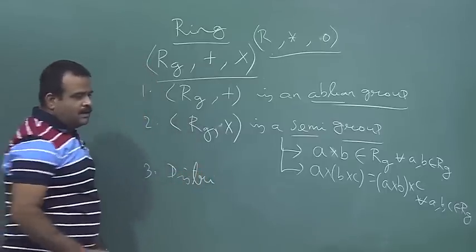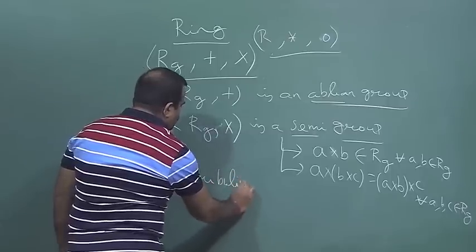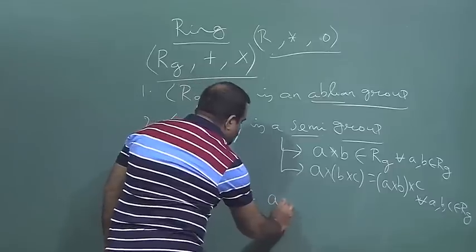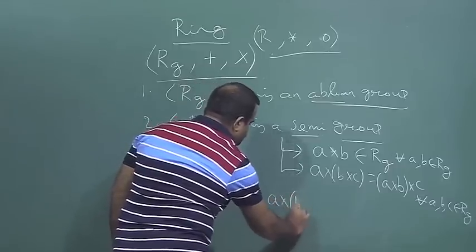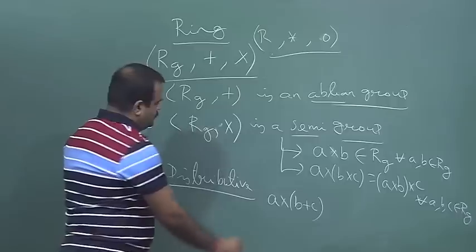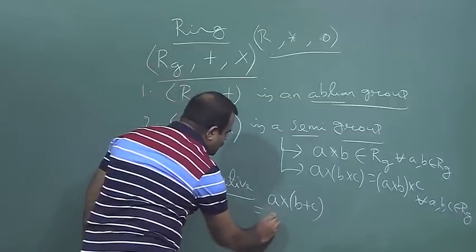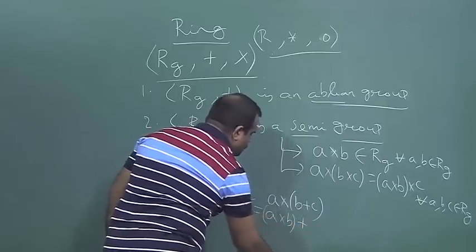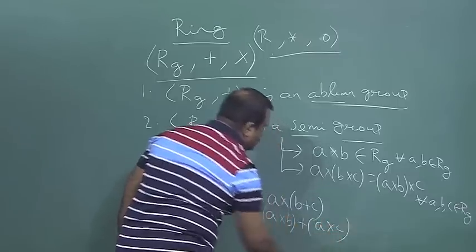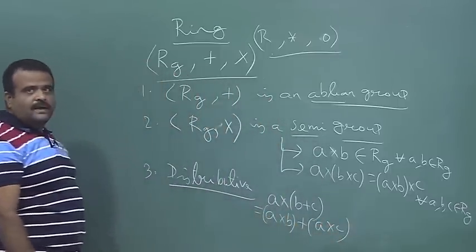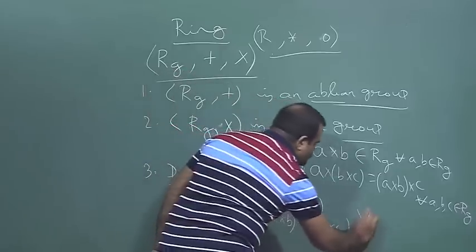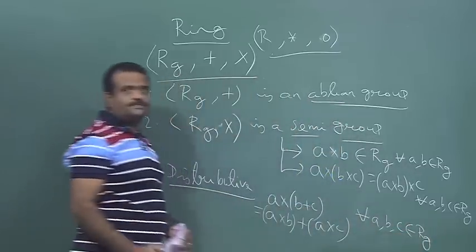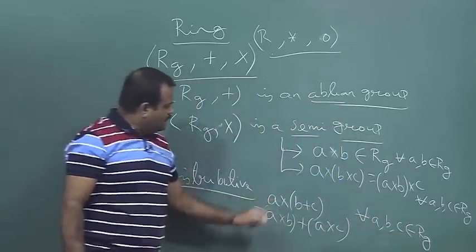This is the distributive law or distributive property. It is telling us that A cross (B plus C) is equal to A cross B plus A cross C, and this is true for all A, B, C belonging to R. We have to understand this.